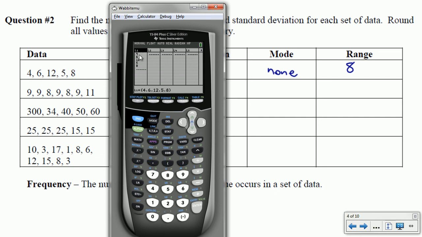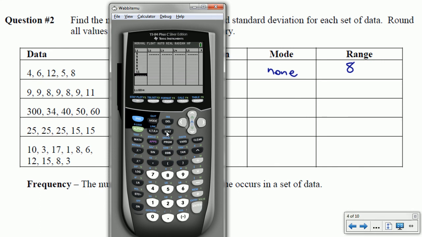If you are going to clear this column of data, make sure you do not clear it with the delete button, because that will get rid of column L1. What you need to do is press clear. So clear and then go down, and then you can enter data again into L1. So let's do that. 9, 9, 8, 11.